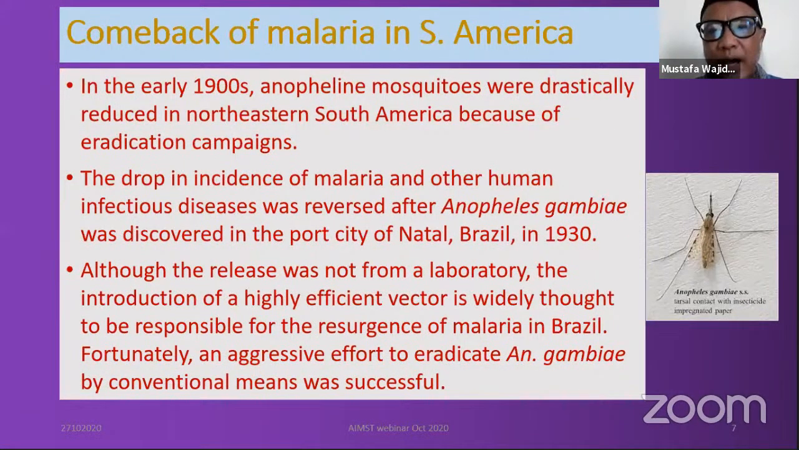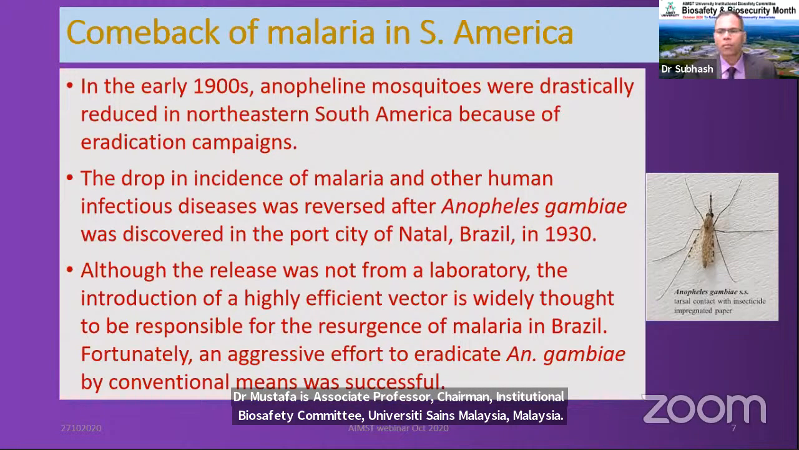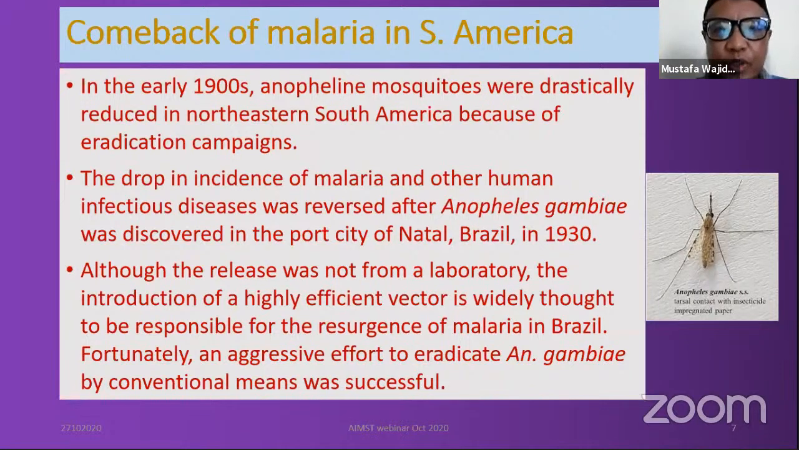Now, a little about why biosafety is important. This is historically in the early 1900s, which is maybe more than 100 years ago. They actually almost eradicated anopheline mosquitoes, just like perhaps in Malaysia, you will find it very difficult to come into contact with anopheline mosquitoes unless you live somewhere in the jungles or on the periphery of jungles, or even we have some anopheline mosquitoes whose habitats are the paddy fields that we have closer to where we live.